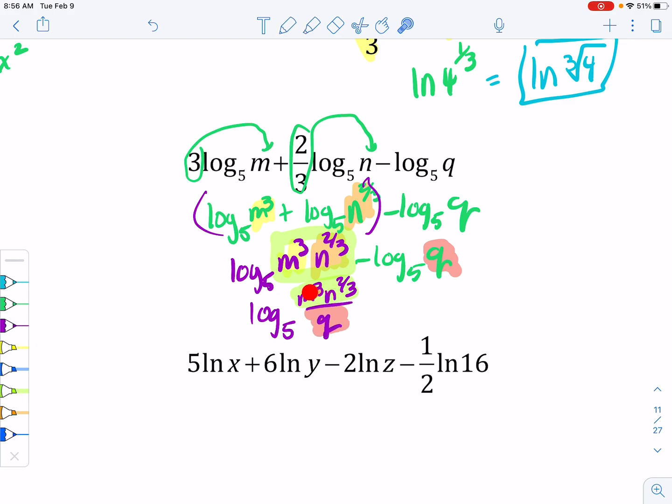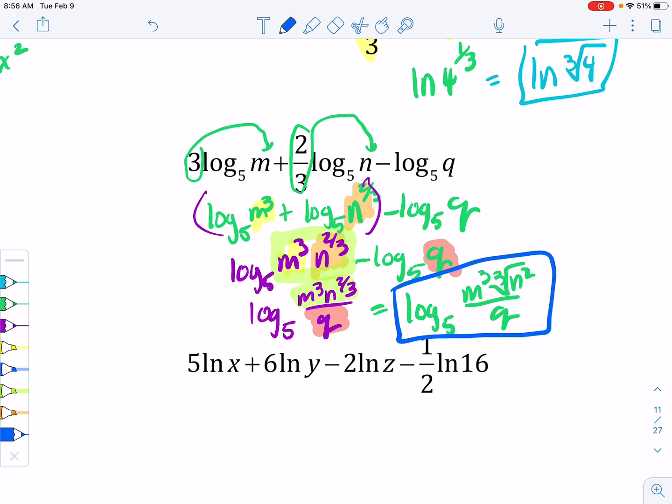So then this is my answer. Notice I've got a fractional power, which means that I can change that to a root. So this will be log base 5 of m cubed cube root of n squared over q. Okay. So I switched my fractional power. There's no other simplifying I can do with any of the exponents. I can't simplify anything with the log base 5 and a number 5 here, or simplify it that way. So this is my final answer.